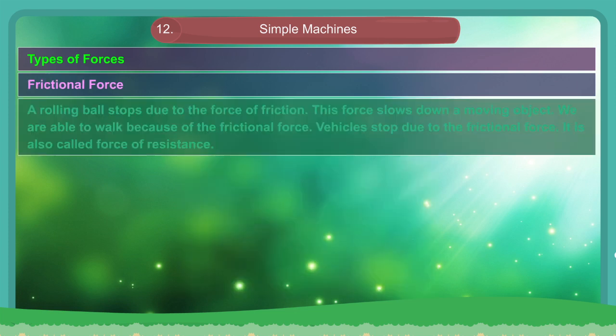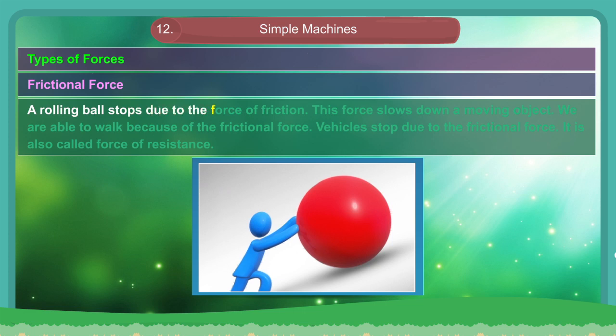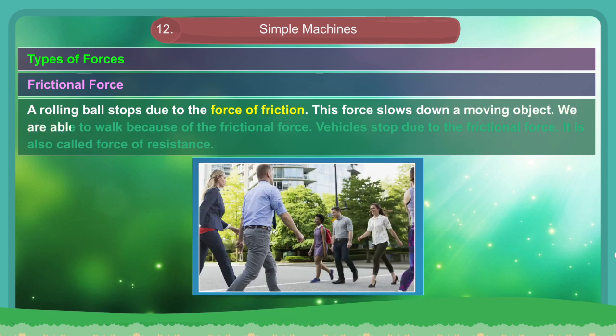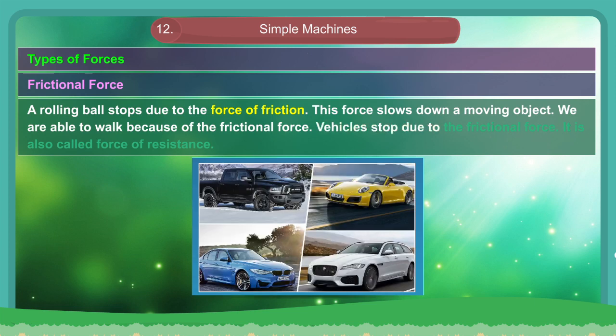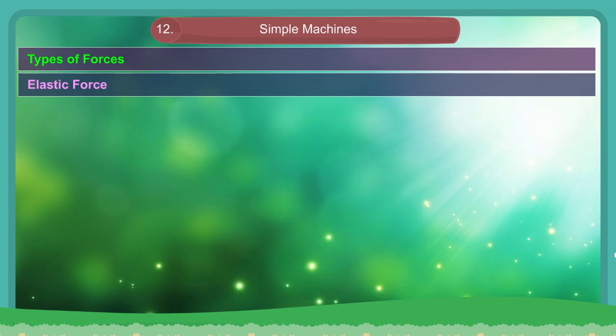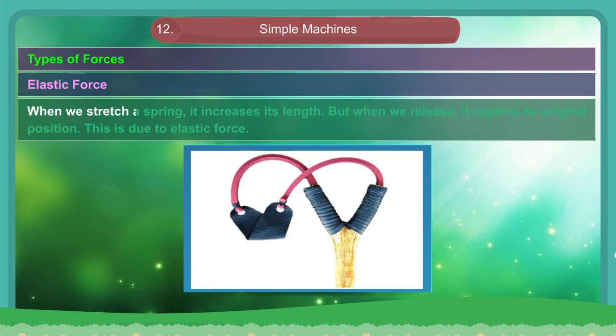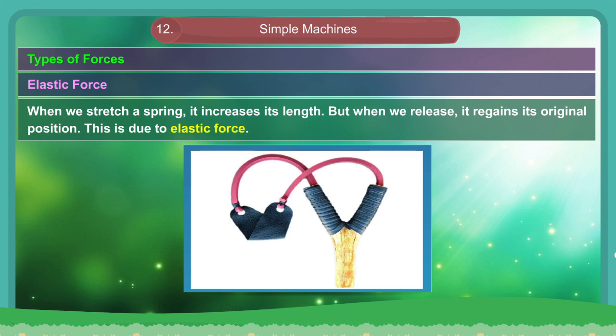Frictional force. A rolling ball stops due to the force of friction. This force slows down a moving object. We are able to walk because of the frictional force. Vehicles stop due to the frictional force. It is also called force of resistance. Elastic force. When we stretch a spring, it increases its length, but when we release it, it regains its original position. This is due to elastic force.